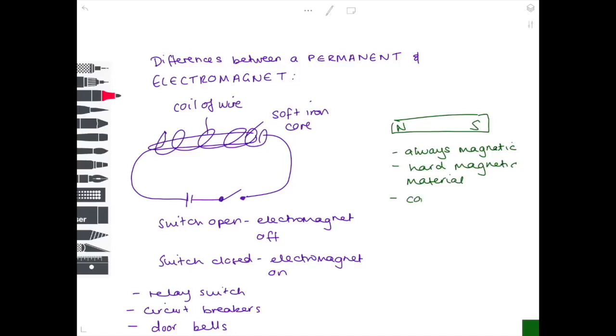And they are used in compasses, speakers, etc.